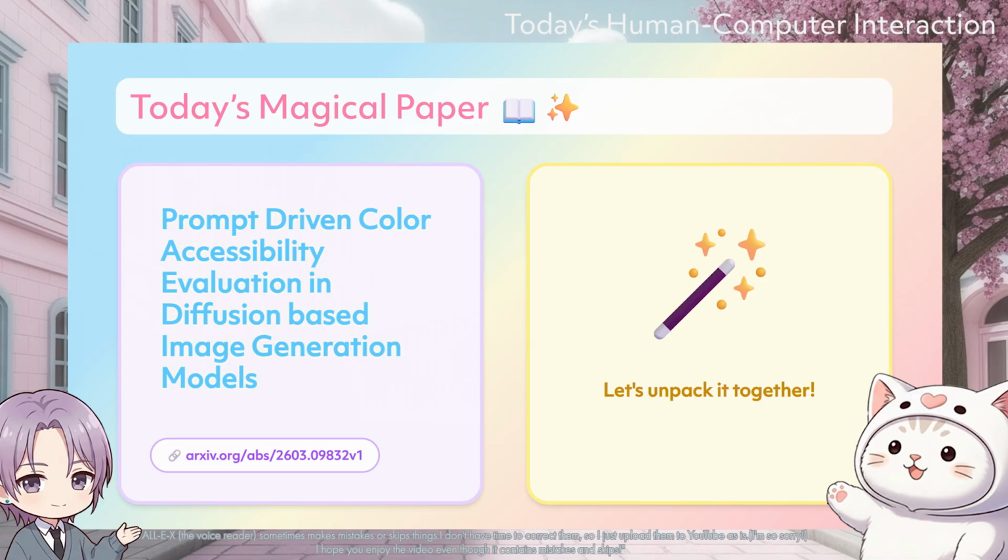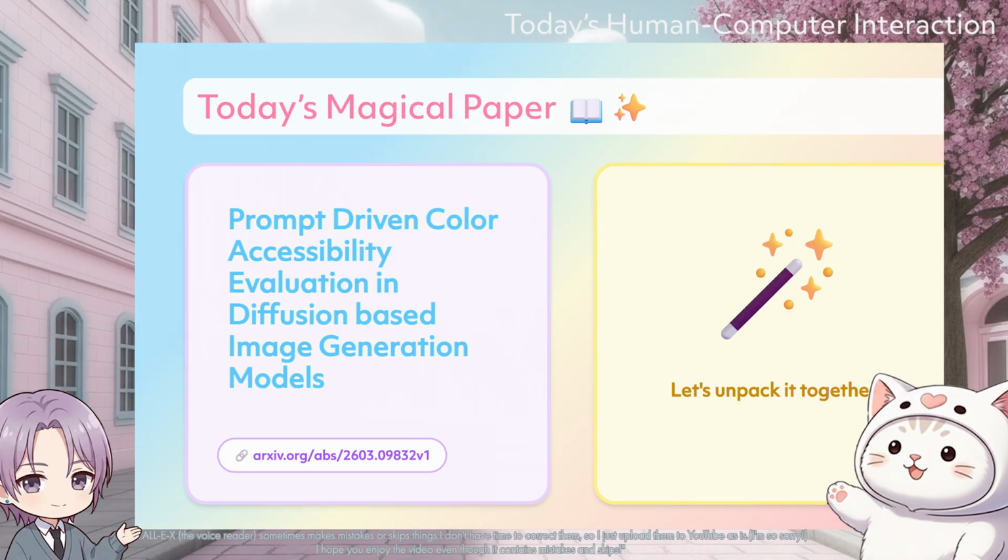The title of the paper we are looking at is Prompt-Driven Color Accessibility Evaluation in Diffusion-Based Image Generation Models. The link for this paper is arxiv.org/abs/2603.09832v1. It is a bit of a mouthful, I know, but do not worry at all, because we are going to unpack it together step by step.